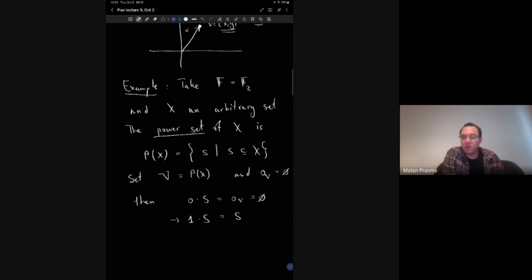This maybe you can do as an exercise. It follows immediately from the axioms of a vector space that if you take the unit element of the field, in this case 1, and multiply it by any vector, you get the same vector. Let's put it like this: exercise, true in any vector space. Okay, so multiplication by a scalar is canonical.